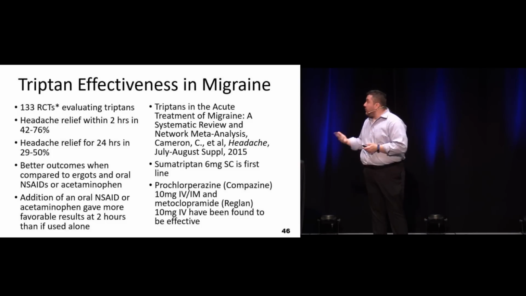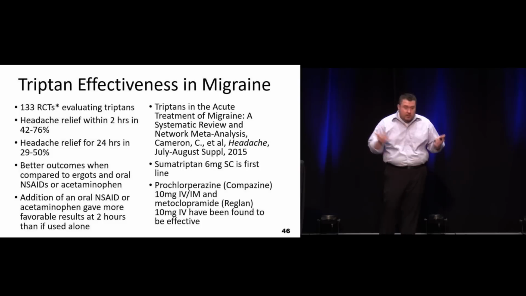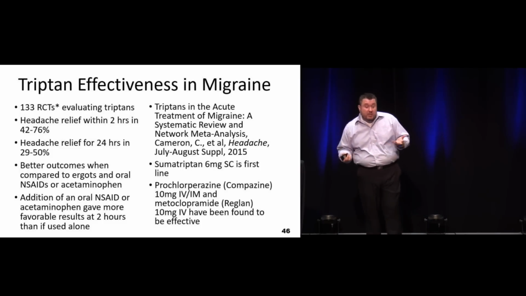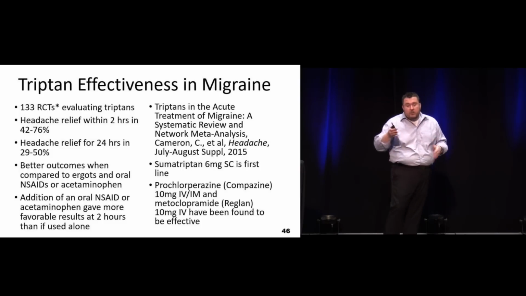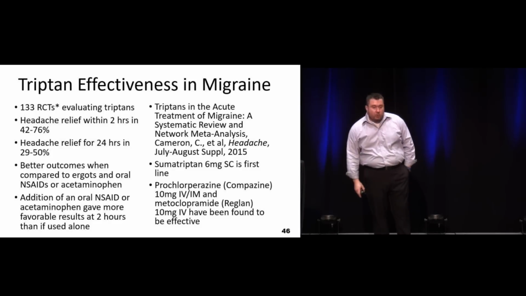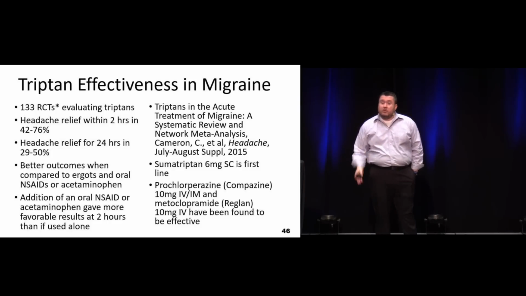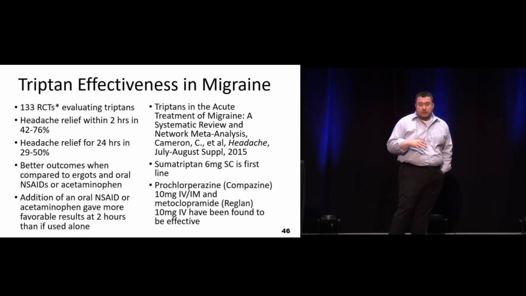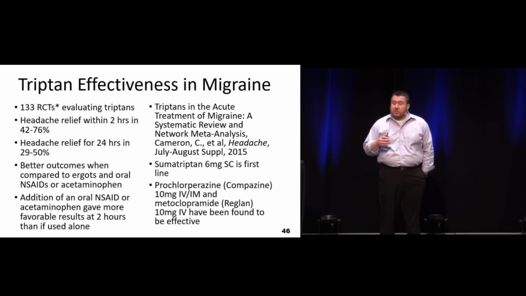So how effective are triptans at treating migraines? This was a composite looking at a lot of different studies, and that found that it got decent relief in 2 hours, moderate relief after 24 hours, but definitely it was a better outcome when this was combined with something else. And the addition of an oral NSAID or acetaminophen actually gave better results at 2 hours. So probably go ahead and give them a dose of naproxen, and their triptan may give us faster onset of relief and may give us better overall pain control.